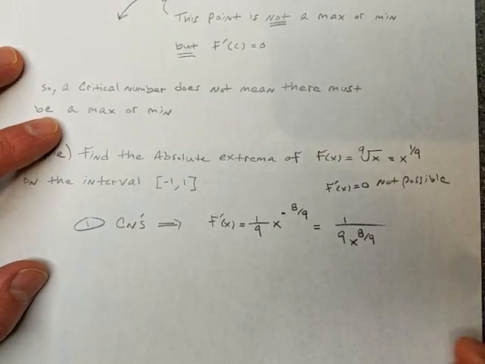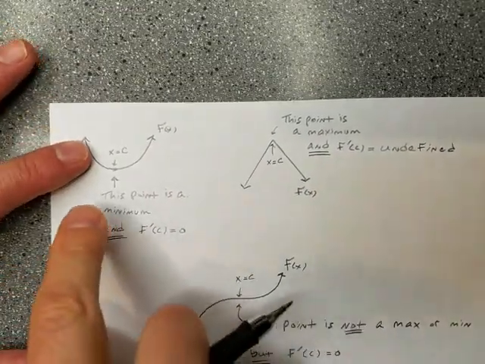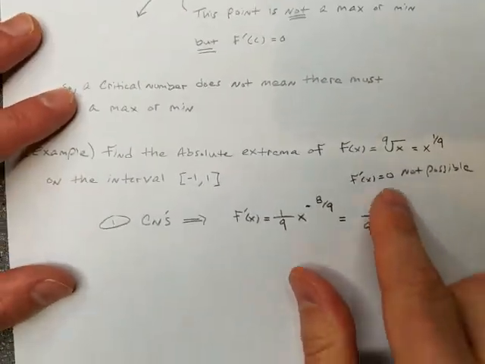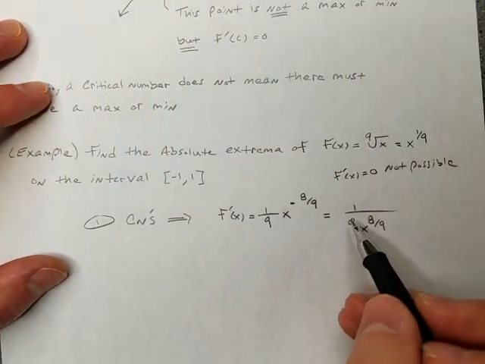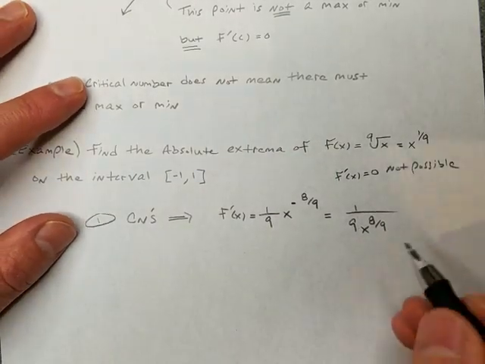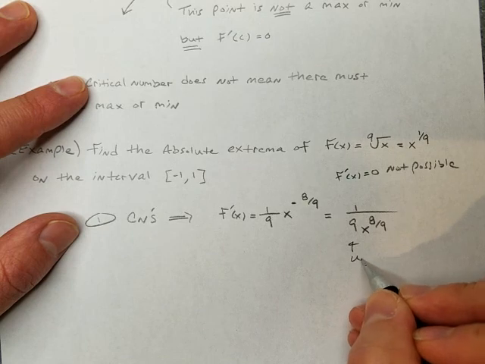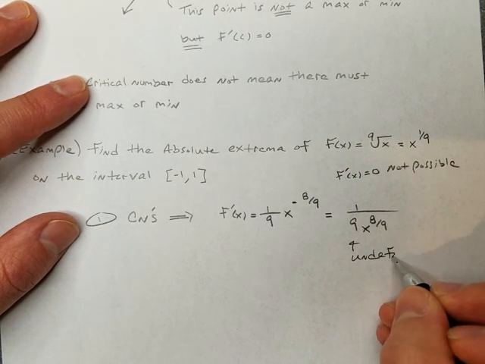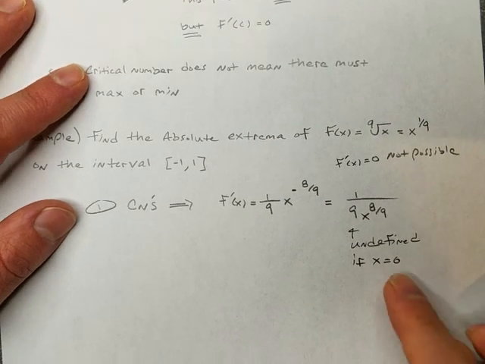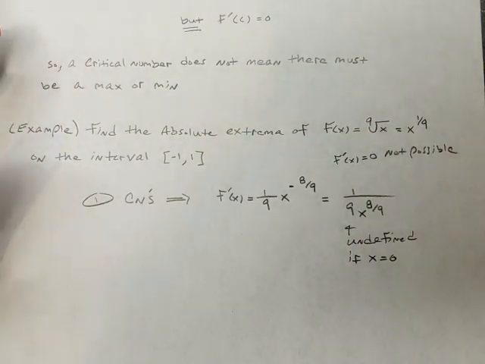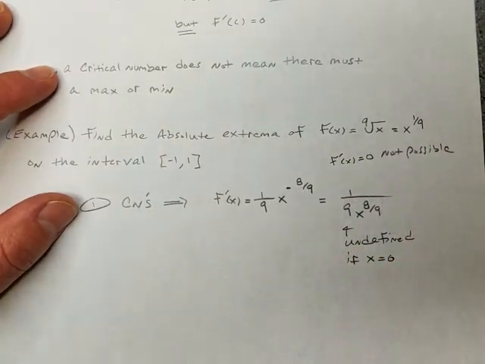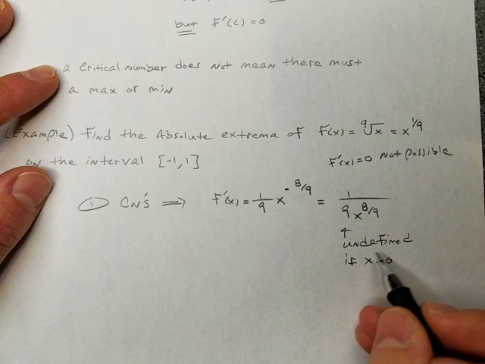Okay? What's the other case again? Well, a critical number is a point where the derivative is 0 or undefined. Well, could this be undefined? Well, it's undefined if you divide by 0. Okay? So look at that. Undefined if x is equal to 0, because 0 to the 8/9 power is 0, times 9 is 0, and 1 divided by 0, ultimately that's undefined. So there's our critical number.